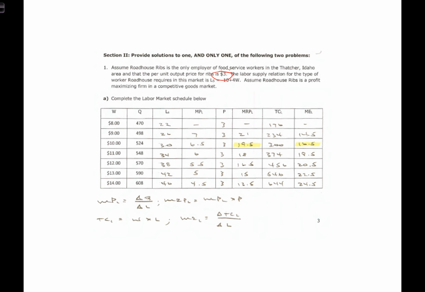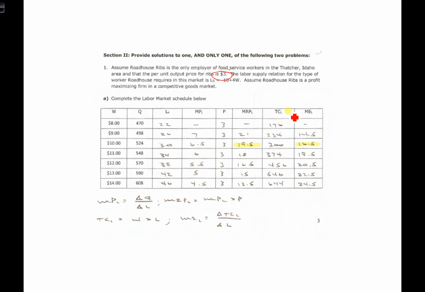Well, the marginal revenue product of labor is the marginal product of labor times the price of the output good. So 7 times 3 is 21, 6.5 times 3 is 19.5, 6 times 3 is 18, and so on. So you complete the column in that fashion. If we didn't have marginal product of labor, we can't have a marginal revenue product of labor, because it would be unknown times 3, which is still unknown.